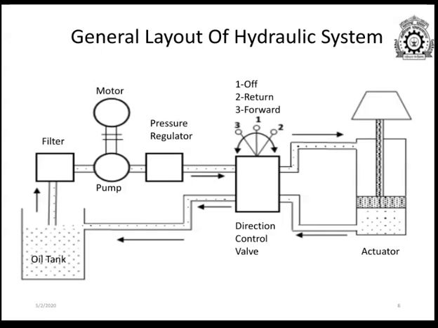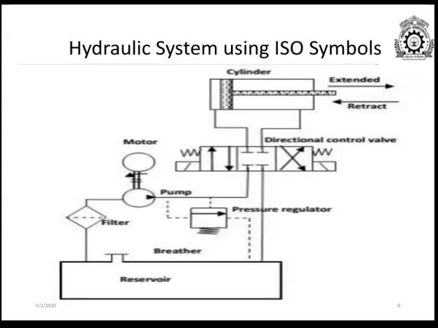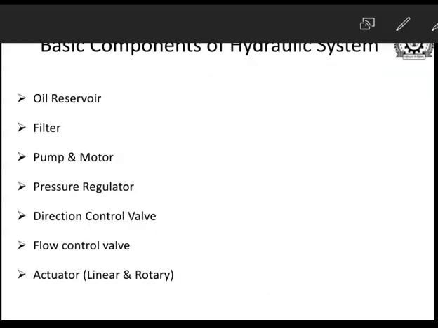So this is the general layout of a hydraulic system. This is a hydraulic system using ISO symbols, because if you have to use this system anywhere, we have to use ISO symbols. So here the reservoir is there. From the reservoir we can supply this to the filter. Then it is supplied to the pump and motor. Then it is supplied to the pressure regulator, direction control, flow control, and actuators. So these are the basic components. We can study ISO symbols in the next lecture also.